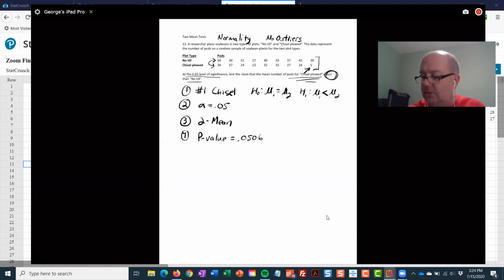Let's edit this a little bit. Instead of two mean, now we're working with Mann-Whitney. For the null hypothesis, M1 equals M2. The two medians are equal. For the alternate hypothesis, M1 is less than M2. All right, now we can continue with the problem.